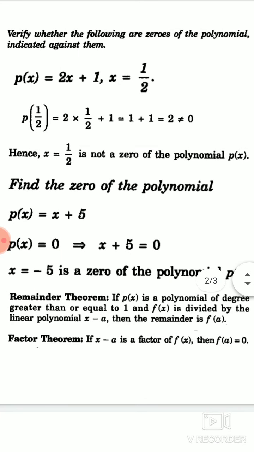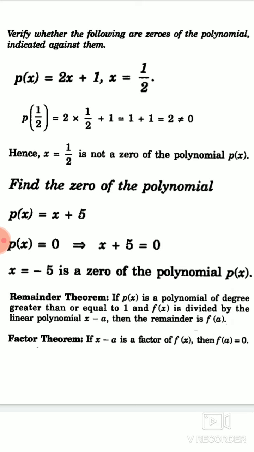Now the next thing in the chapter is the remainder theorem. What is the remainder theorem? If p(x) is a polynomial of degree greater than or equal to 1 and you have another linear polynomial in the form of x - a, then the remainder theorem tells us that when p(x) is divided by the other polynomial x - a, the remainder is p(a). Fine. It means in place of x, you just have to put that value after finding the value of a.